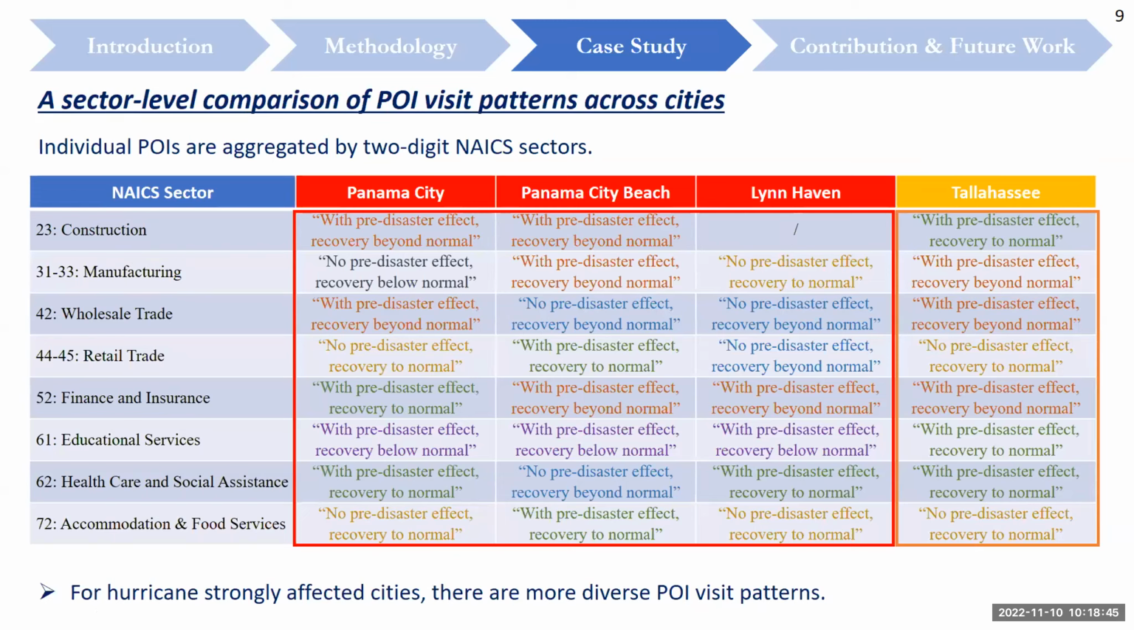However, when we compare the 3 cities that are more heavily impacted with Tallahassee, which is less heavily impacted, we see that Tallahassee has a less diverse pattern, which means there are 1 or 2 more dominant patterns. While in Panama City Beach and Lynn Haven, the patterns are more diverse.